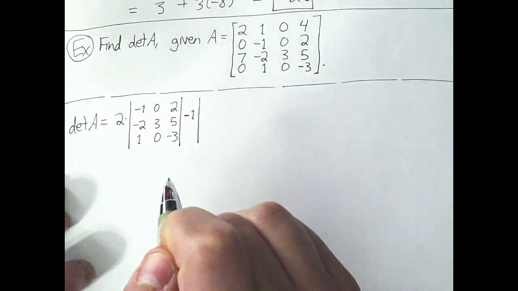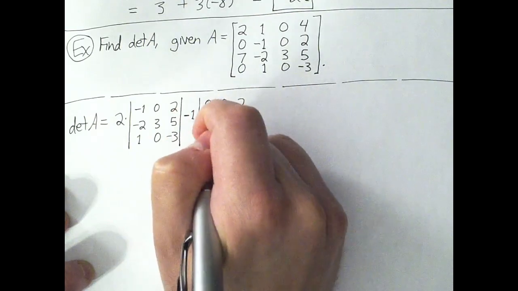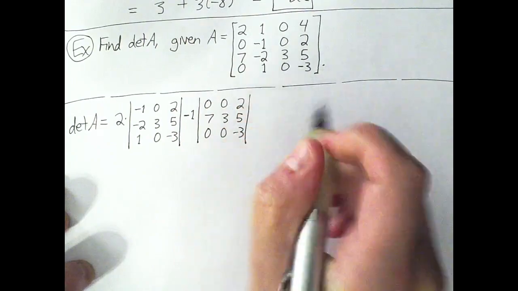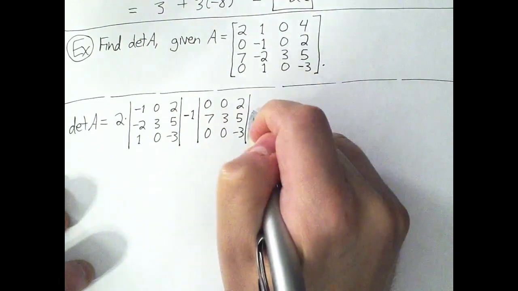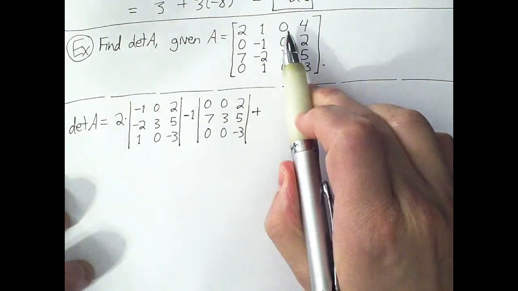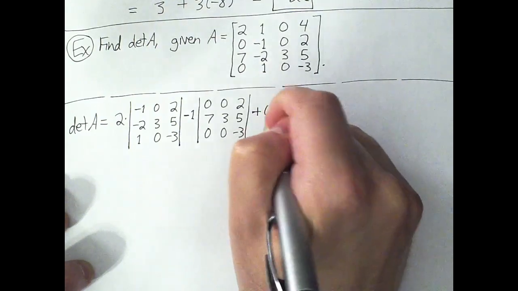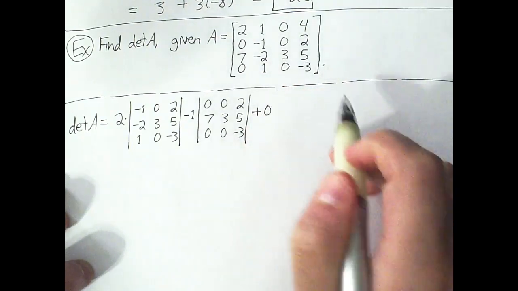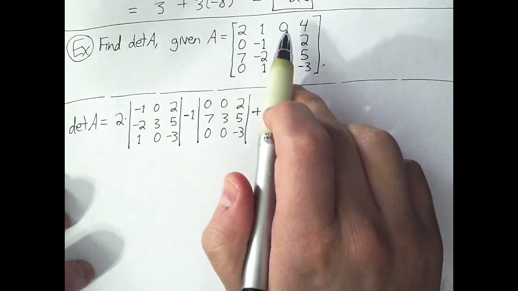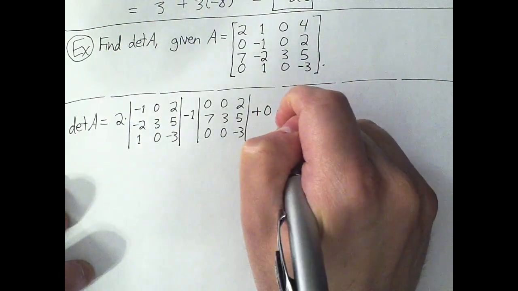When you delete row 1 and column 2, you get 0, 0, 2, 7, 3, 5, 0, 0, -3. Plus, we're supposed to alternate plus, minus, plus. But what's this entry? This entry is a 0. So 0 times some kind of submatrix, I'm just going to put a 0 here as a placeholder. I'm not even going to write the submatrix. I don't even want to waste my time figuring out what the submatrix is because it's getting multiplied by 0 anyway. So let's just move on to the fourth and final term.